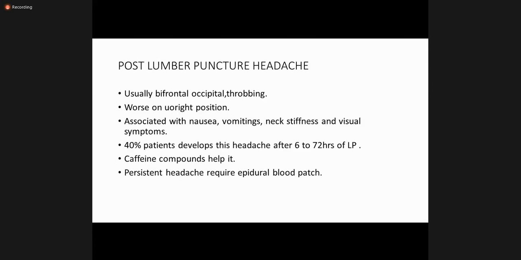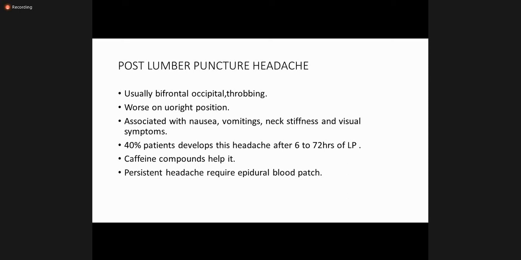Lastly, but not least, another type of headache which we usually encounter in our clinical practice is the post-lumbar puncture headache. As you know, lumbar puncture is a very common procedure required in our neurology practice, especially when we think of some underlying CNS infection, subarachnoid hemorrhage, or raised ICP like benign intracranial hypertension or pseudotumor cerebri. So it is the most common procedure done in our practice, and after the procedure the patient may develop headache.